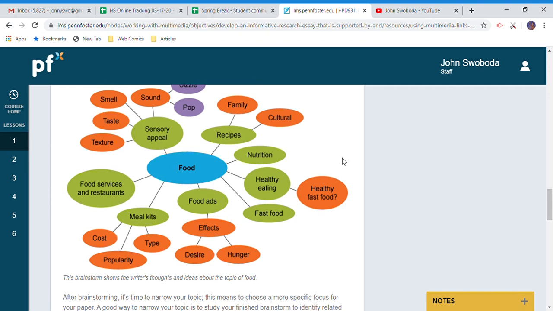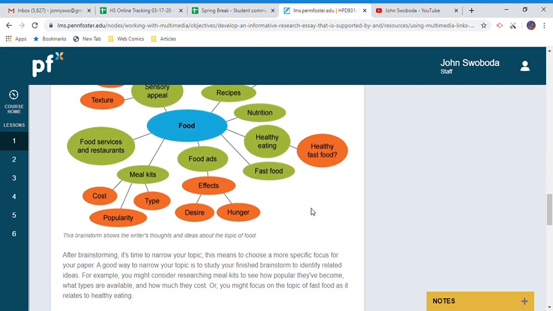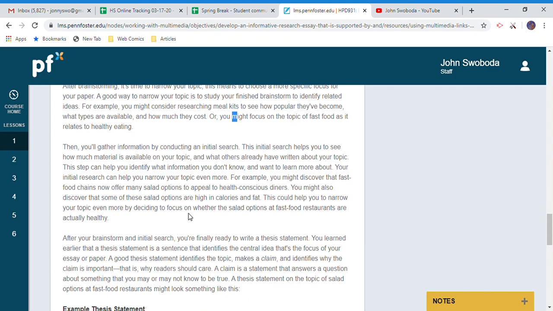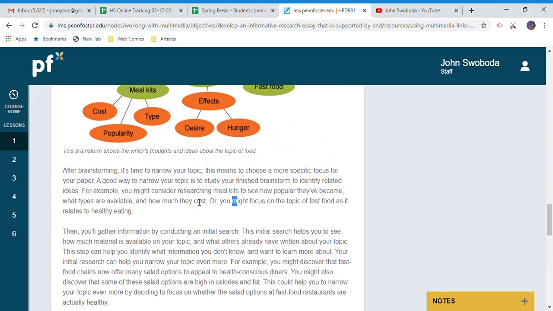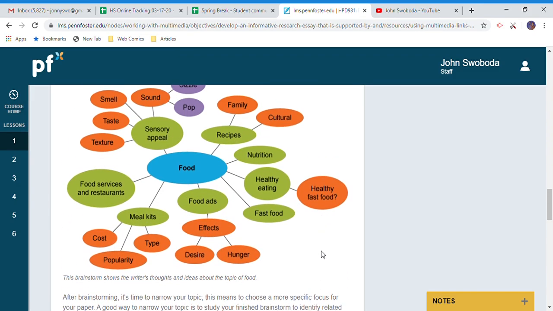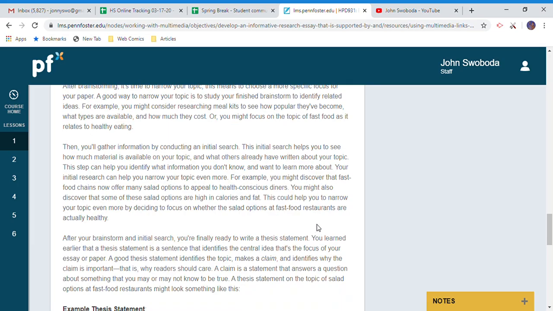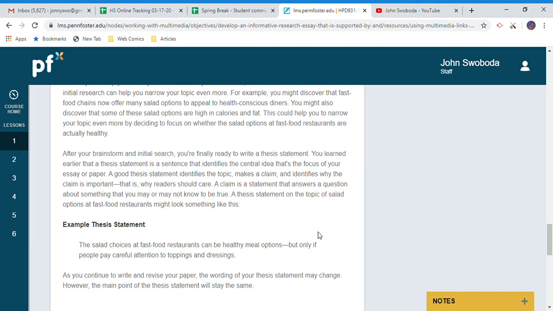And they got to follow one of these rabbit holes down deeper to figure out what they're going to write about. See, after brainstorming, it's time to narrow your topic. And that means get more specific. The more specific, the better, because it's easier to find sources, and it makes your writing more focused and more sensible. If I were to write a 500-word essay on the concept of food, it wouldn't make a whole lot of sense. You would just be like, yeah, it's food. We eat food. That's just a thing we do.